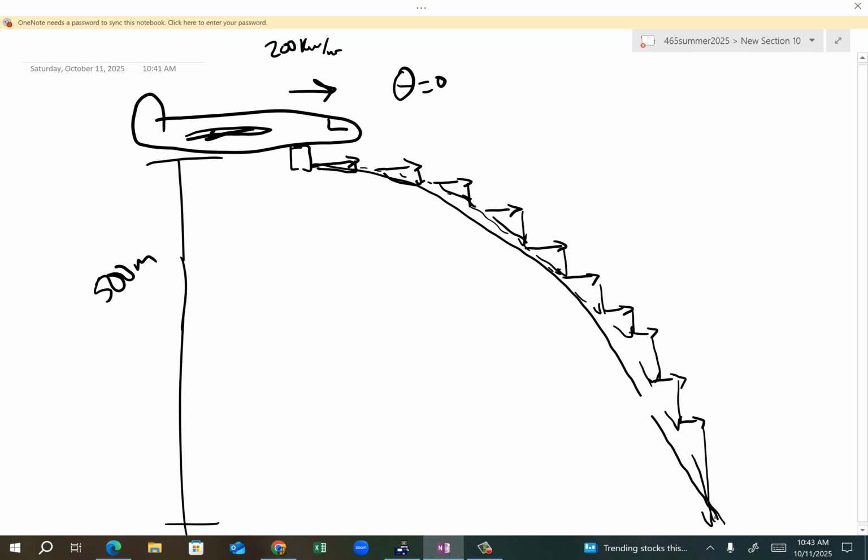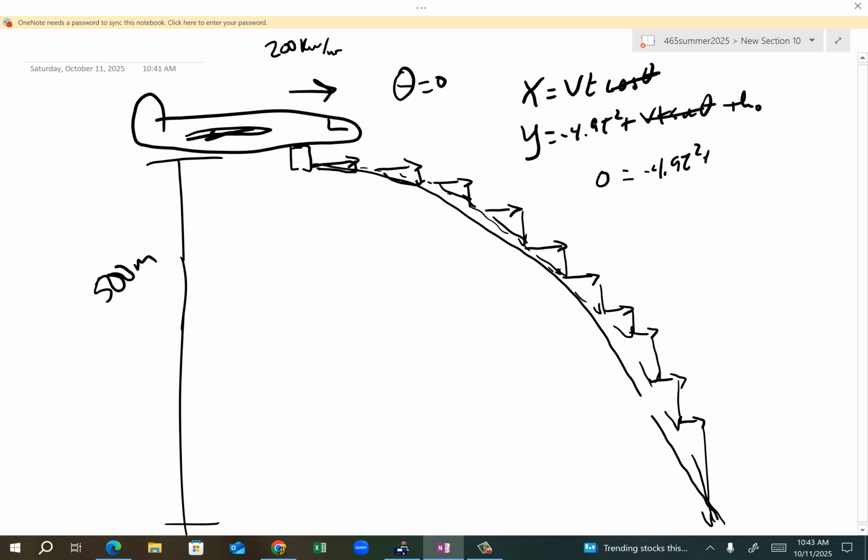That's the idea. So x equals vt cosine theta. Last I checked, the cosine of 0 is simply 1. And then y equals negative 4.9 t squared plus vt sine theta plus h sub o, the initial height. The sine of 0 is 0, so that part goes away. So when does it hit the ground?